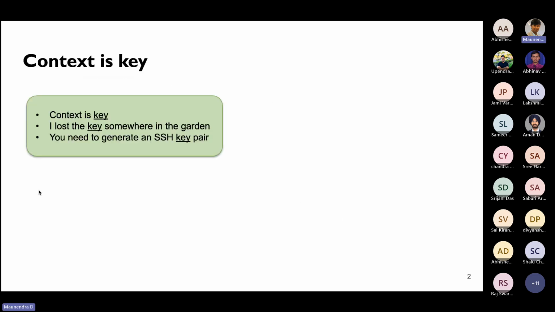So context is important. If you look at these three sentences: context is key. I lost the key somewhere in the garden. And you need to generate a SSH key pair. The word key is present in all three sentences. However, the meaning is different. In the first sentence, key means important or crucial. In the second one, the key is an instrument which is used to open a lock. And in the third one, when we say SSH key pair, we are talking about a security password.